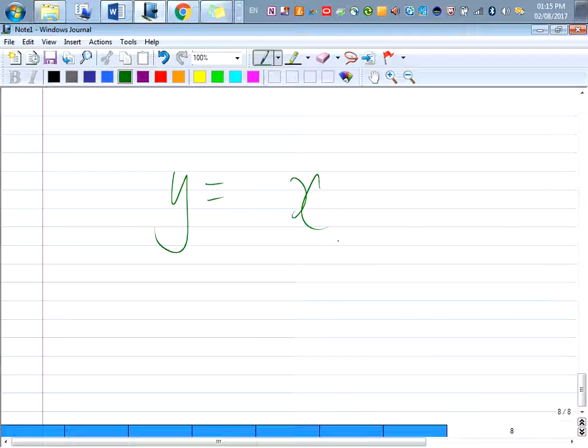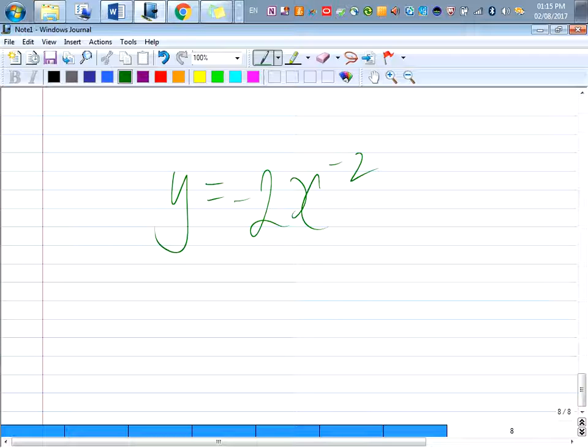Okay, let me think about what I should have next. y equals to -2x to the power of -2. One. How about this one?